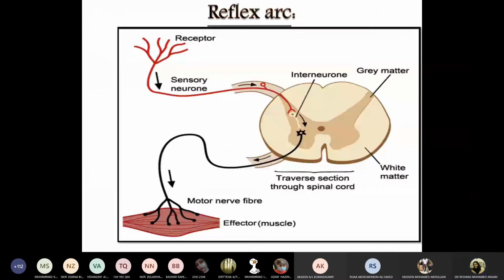This is again the same reflex arc which I explained to you. Now if you see, we have one spinal nerve which carries sensory fibers, motor fibers, and sometimes autonomic fibers. The receptors will receive the pain or temperature or touch sensation, pass through the sensory neuron, go to the spinal cord, communicate via the interneuron, send impulses via the motor nerve fibers, and it goes to the effector or the muscle to act. So this image is called the reflex arc.